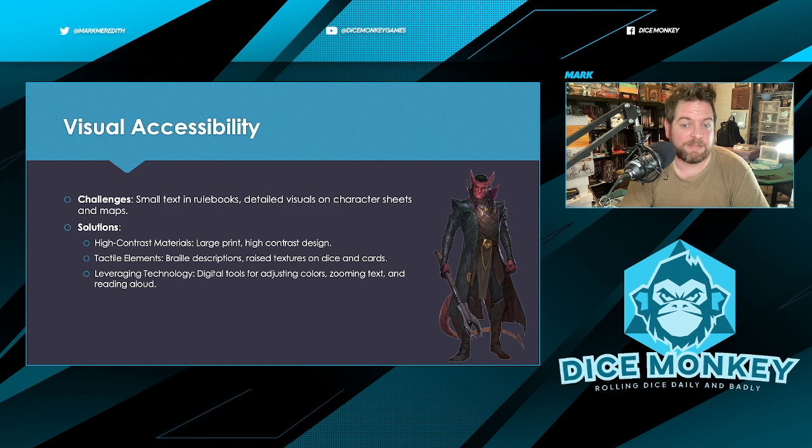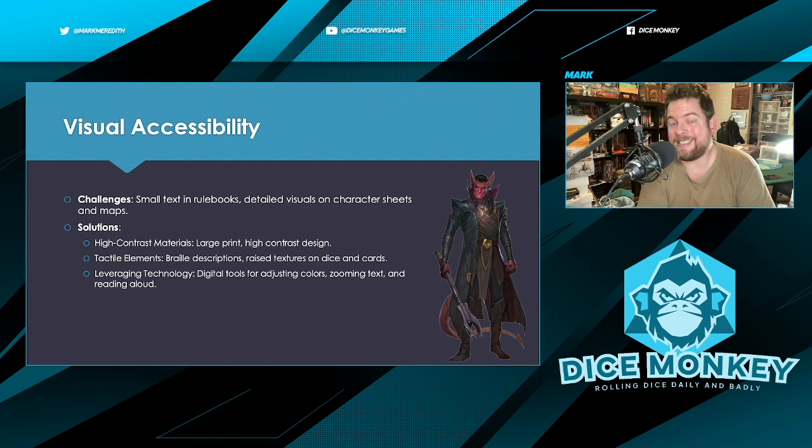Using high contrast materials like large print and high contrast design, I particularly like the Star Wars Adventures role-playing game, at least the first edition. The books were actually black paper with white text, which made it stand out a lot. I actually found them a lot easier to read than a lot of other books with white paper and black text. Also, tactile elements like braille description or raised texture on dice and cards.